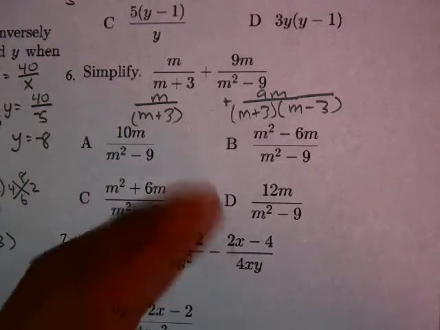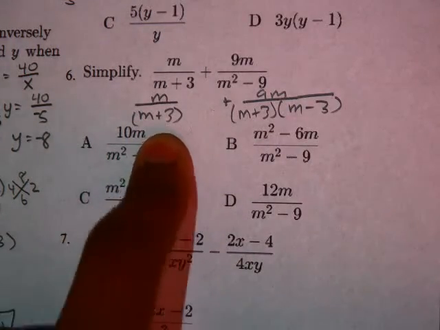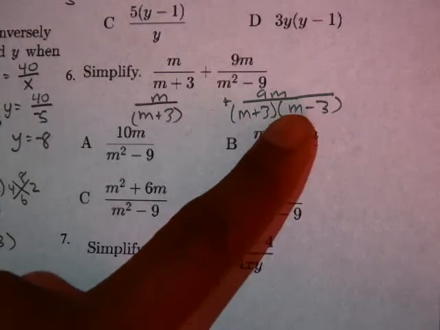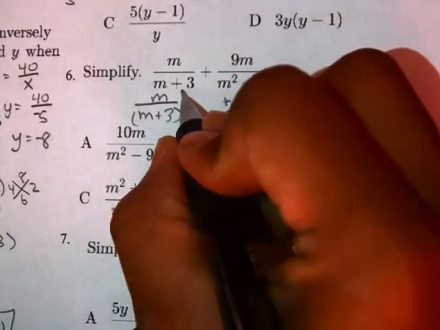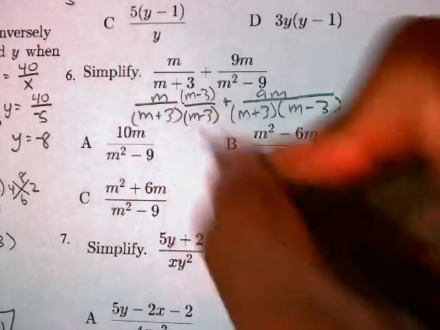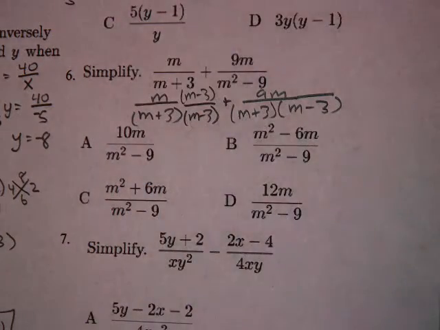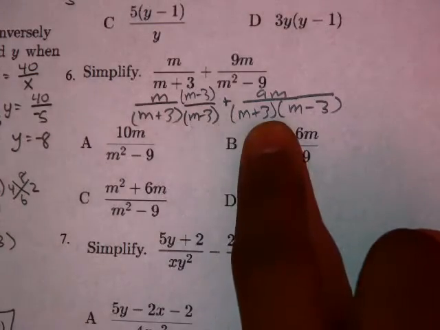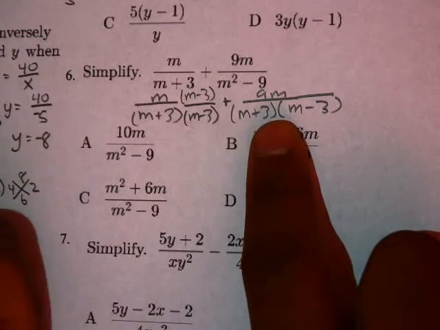So looking at this, I need to figure out what the first fraction is missing that the second one has. And the second one has an m minus 3. So I'm going to multiply the top and bottom by m minus 3. I'm not trying to clear out the fractions. I want to keep the fractions so that I can add them. The second fraction is actually not missing anything.